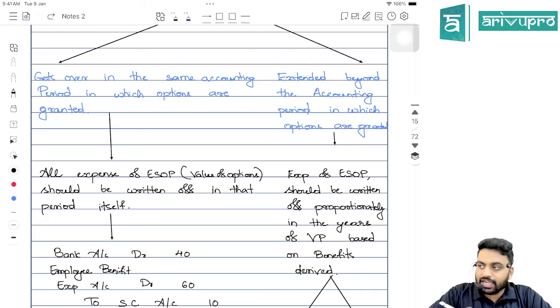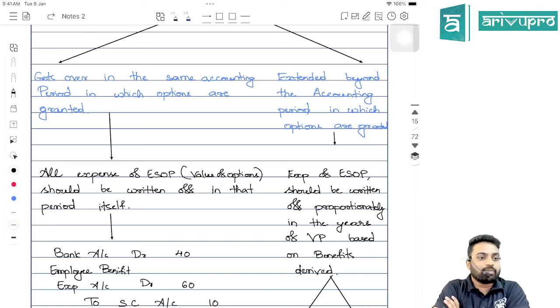Correct? If I ask you on 1st April, if you stay till 31st March, you will get the shares. Now you stay till 31st March. After that, whether you stay or not doesn't matter for this ESOP. You stayed on 31st March, you are eligible for the option. Now this will be an expense for 24-25, not beyond that, because they are getting the benefit only till 24-25. So whatever expense we incurred, we are going to book it in the same year. Correct?